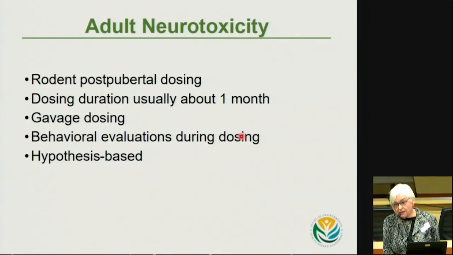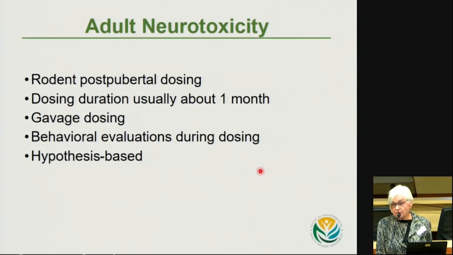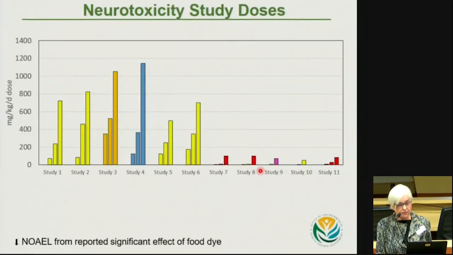Now for a quick look at the adult neurotoxicity studies. We're calling it an adult study if the dosing started after puberty. The dosing durations here are usually about a month, so these are short-term studies. They use gavage dosing almost exclusively, giving 1 dose a day. And the behavioral evaluations are done during dosing, so that makes them more relevant to the situation in children. Most of them are hypothesis-based, which means the design is put together to try to answer a specific question.